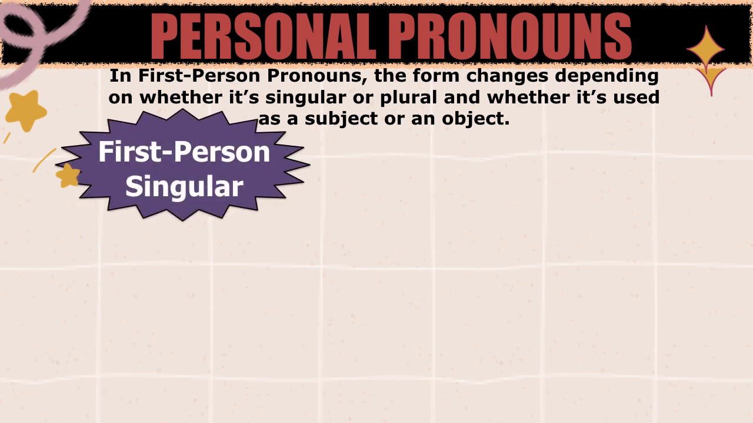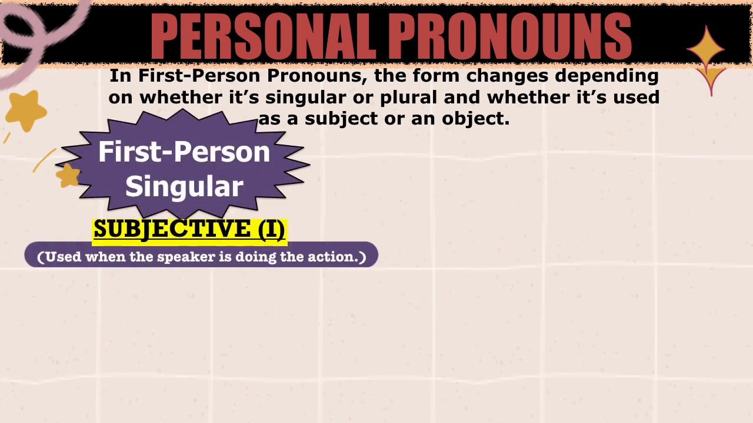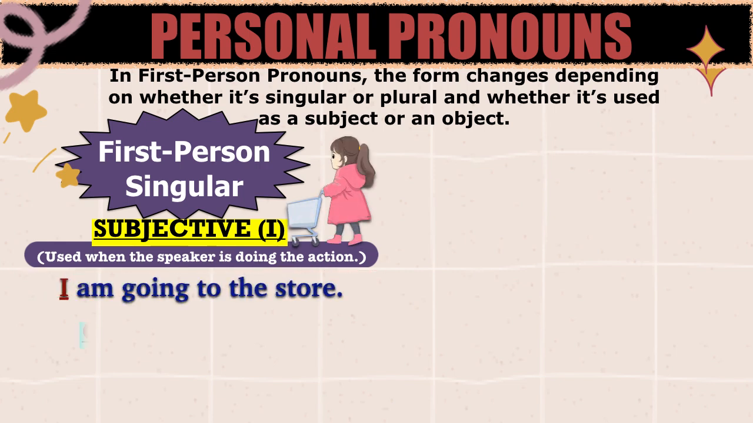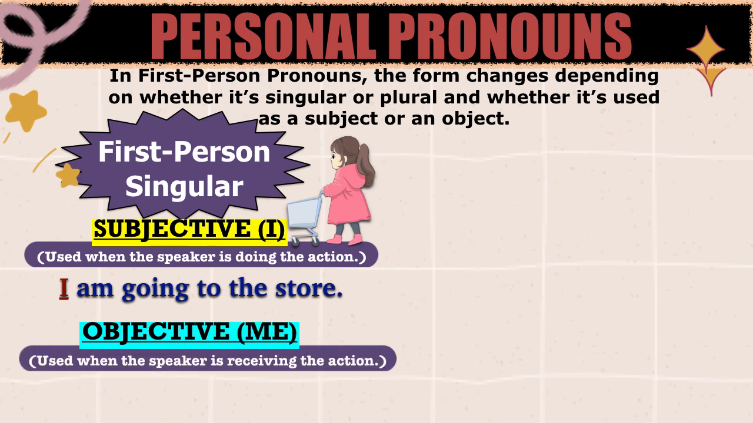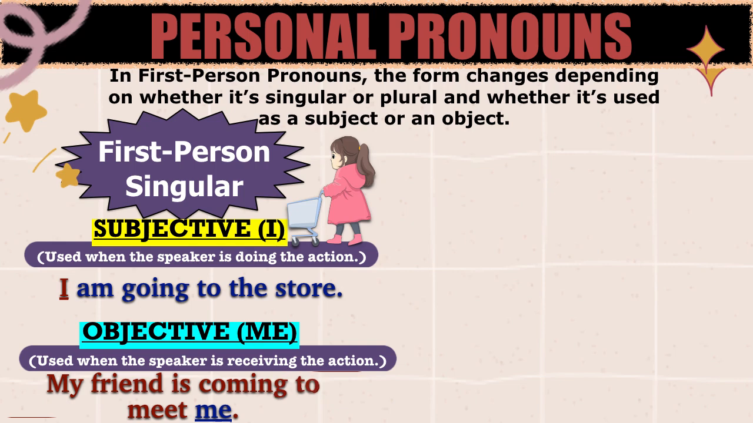First person singular, subjective: I. Used when the speaker is doing the action. Example: I am going to the store. Objective: me. Used when the speaker is receiving the action. Example: my friend is coming to meet me.